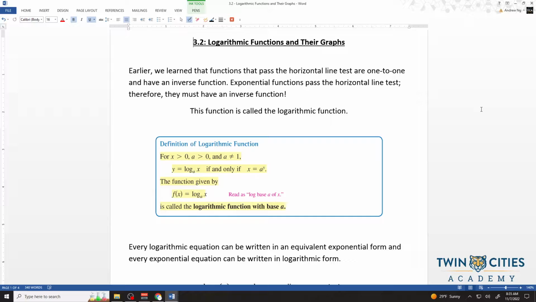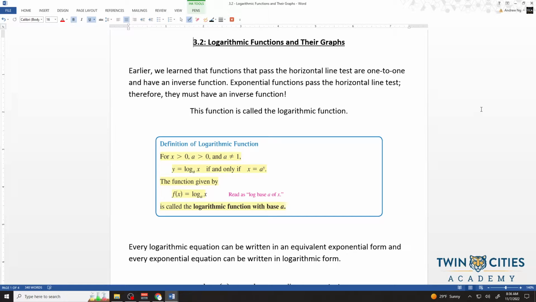So let's define that a little bit. For x greater than 0, a greater than 0, and a cannot be 1, y equals log base a of x if and only if x equals a to the y. The function given by f of x equals log base a of x, we read as log base a of x. This is the logarithmic function with base a.